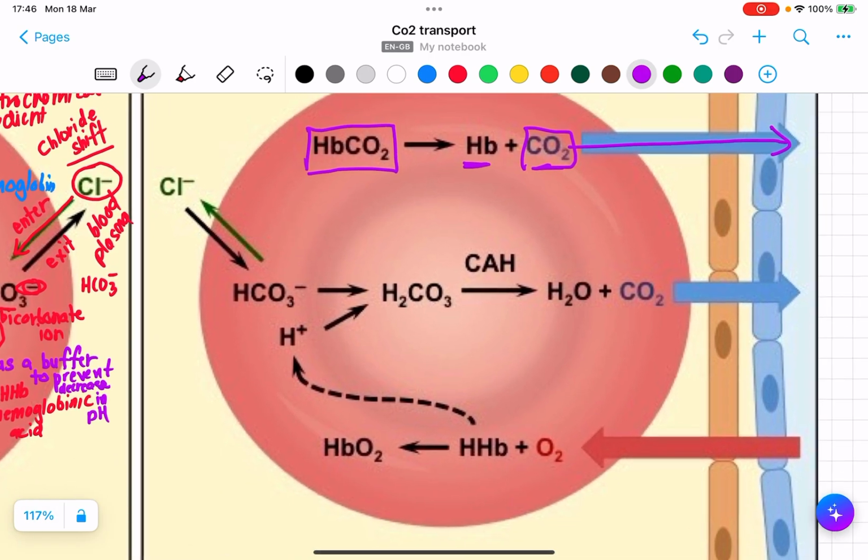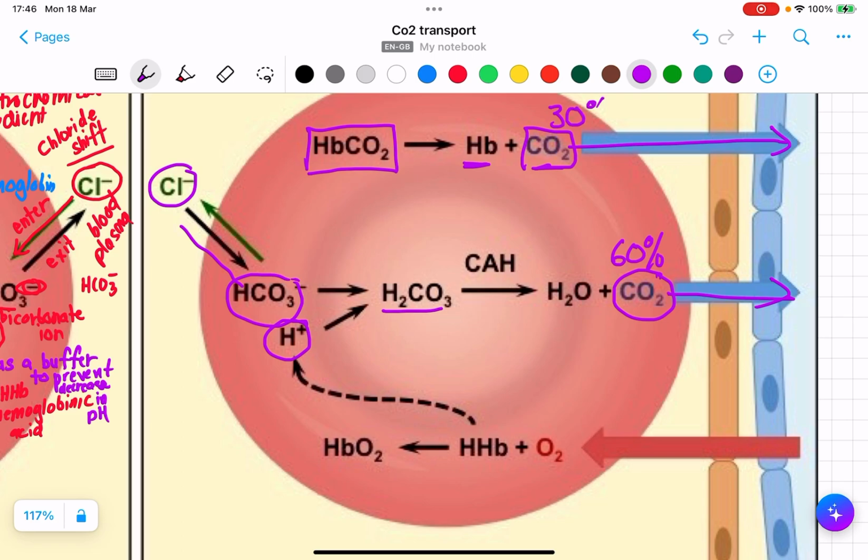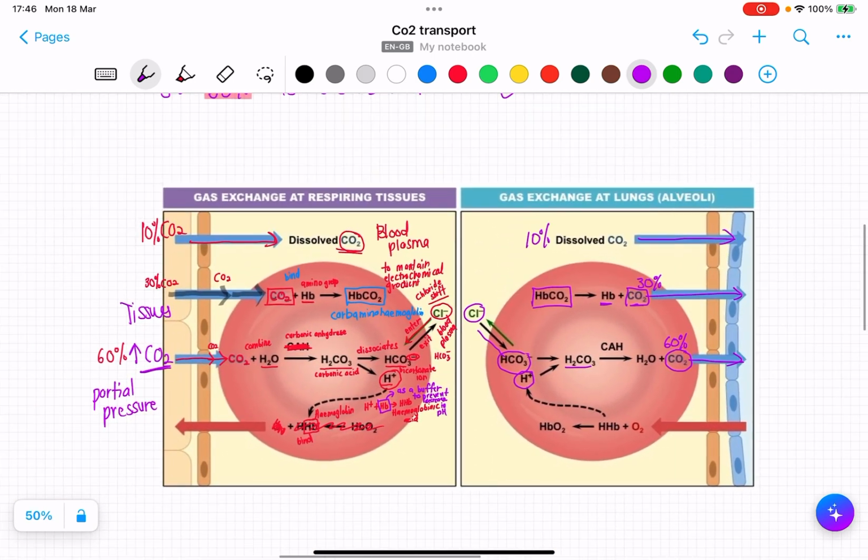And tadi chloride masuk, sekarang chloride keluar. Bicarbonate masuk balik. Bicarbonate combine balik. So proses tadi reverse dan CO2 masuk balik. Ini tadi berapa persen? 60%. Ini berapa persen? 30%. So that's it for CO2 transport.